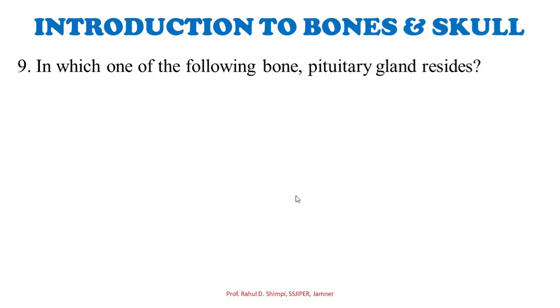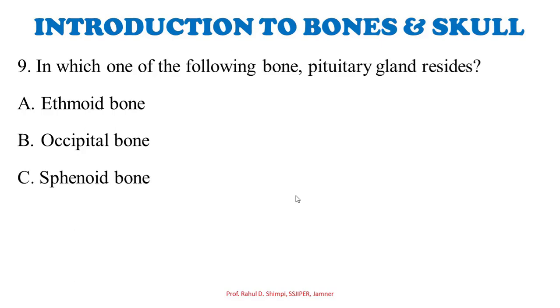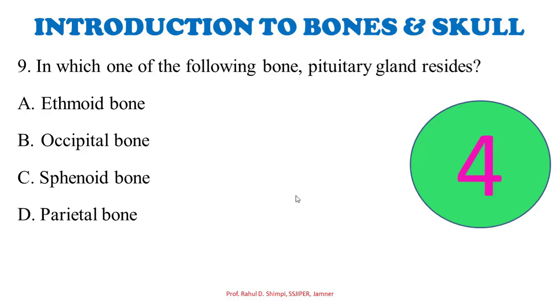Next question. In which one of the following bone pituitary gland resides? A. Ethmoid bone, B. Occipital bone, C. Sphenoid bone, D. Parietal bone. Correct answer is C. Sphenoid bone.